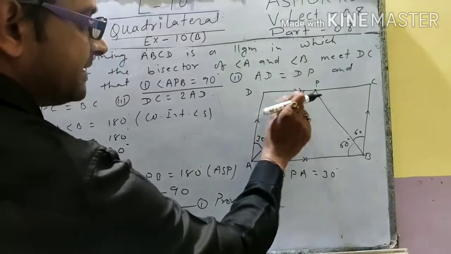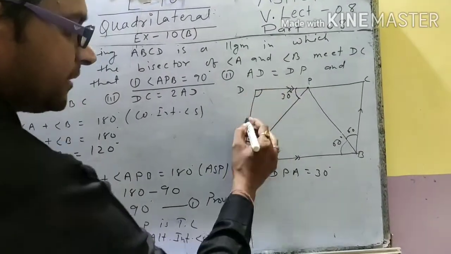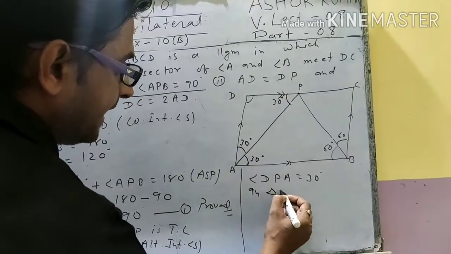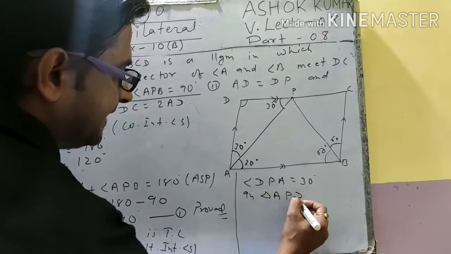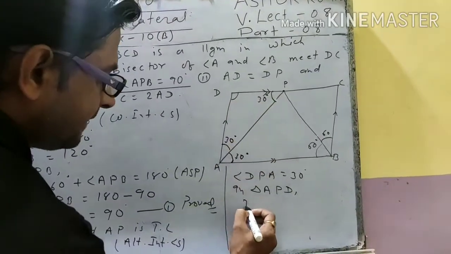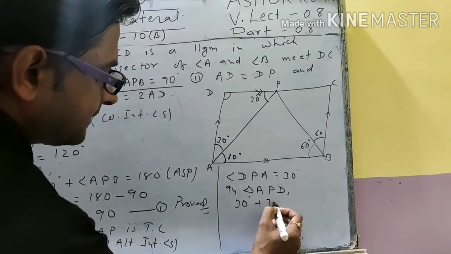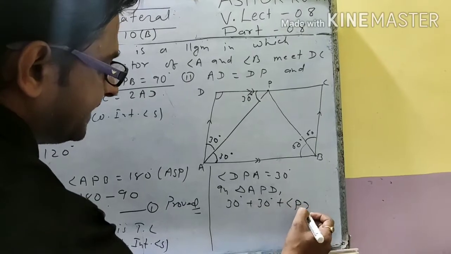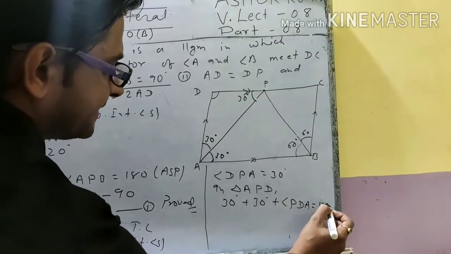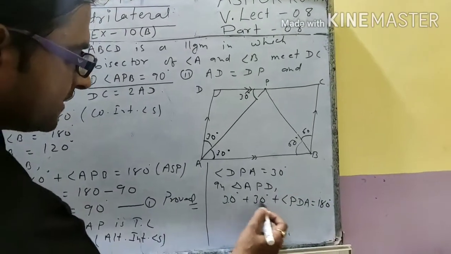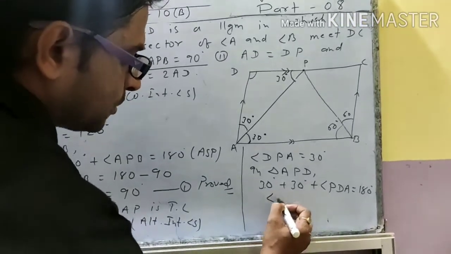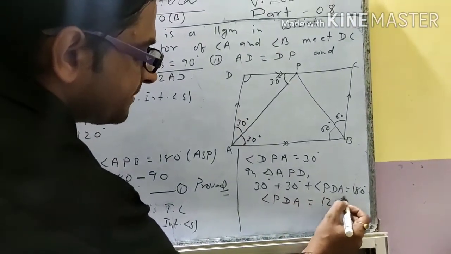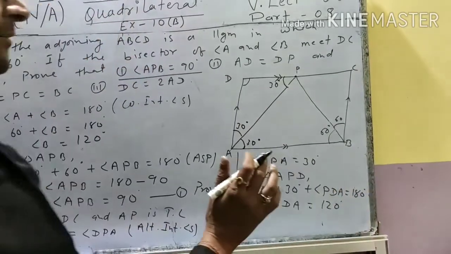So this angle is 30 degree, this angle is also 30 degree. 30 degree plus 30 degree. So we can find this angle also in triangle APD. In triangle APD, 30 degree plus 30 degree plus angle PDA is equal to 180 degree by angle sum property. This one is 60 degree. So angle PDA is equal to 120 degree. 180 minus 60 is equal to 120 degree.